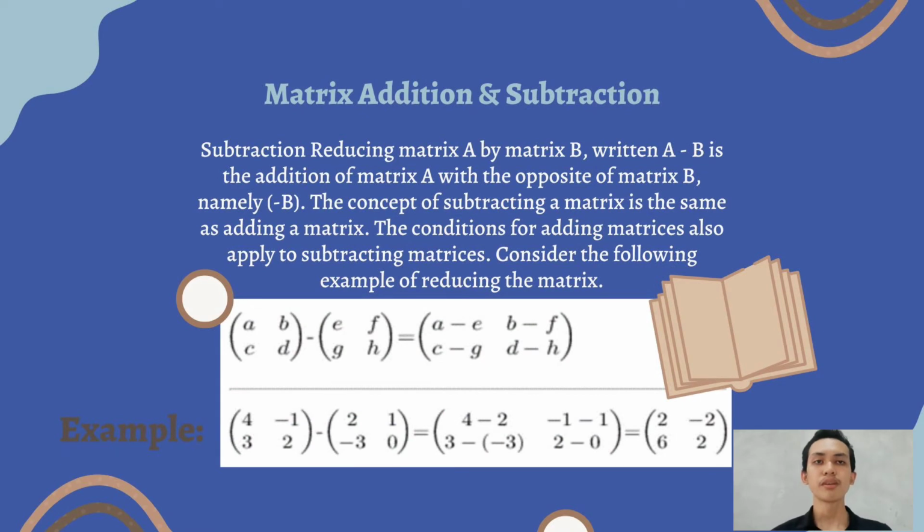Subtraction: reducing matrix A by matrix B, written A - B, is the addition of matrix A with the opposite of matrix B, namely -B. The concept of subtracting a matrix is the same as adding a matrix. The conditions for adding matrices also apply to subtracting matrices. Consider the following example of subtracting matrices.